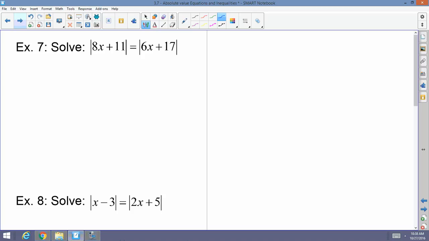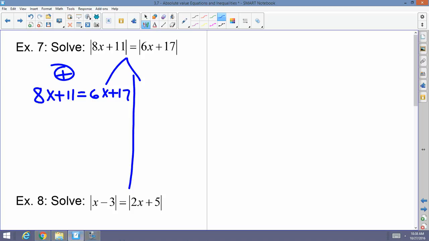First of all, you still have to choose one side and isolate the absolute value on that side. In this case, the absolute values are both isolated. So me, for this one, I definitely go old-fashioned. I go x plus 11 equals 6x plus 17. That's my positive side.